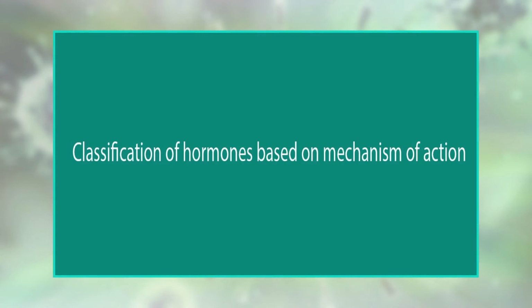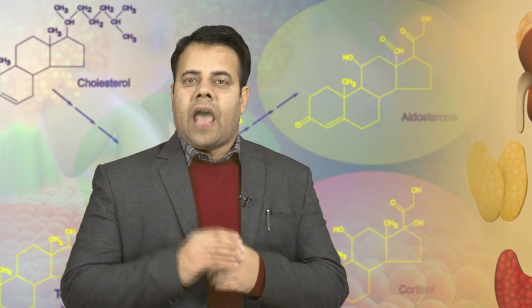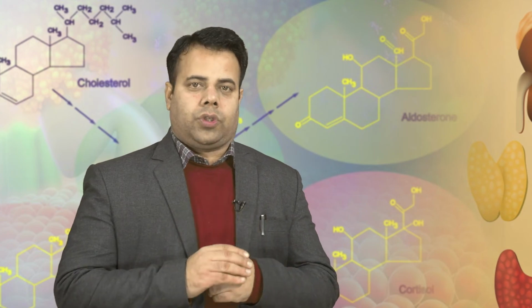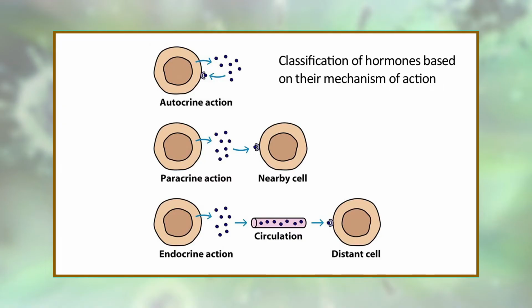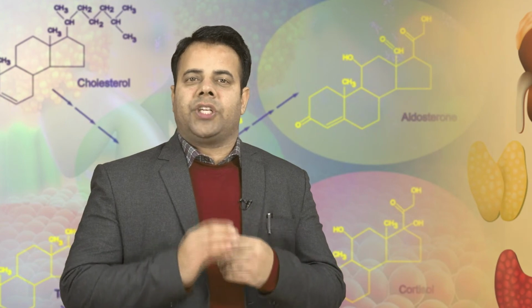Dear students, moving ahead, our next classification is based on mechanism of action of hormones, that is how these hormones act at their target tissues. This group is categorized into three types, that is endocrine, paracrine, and autocrine hormones. Let us discuss each of them in detail.